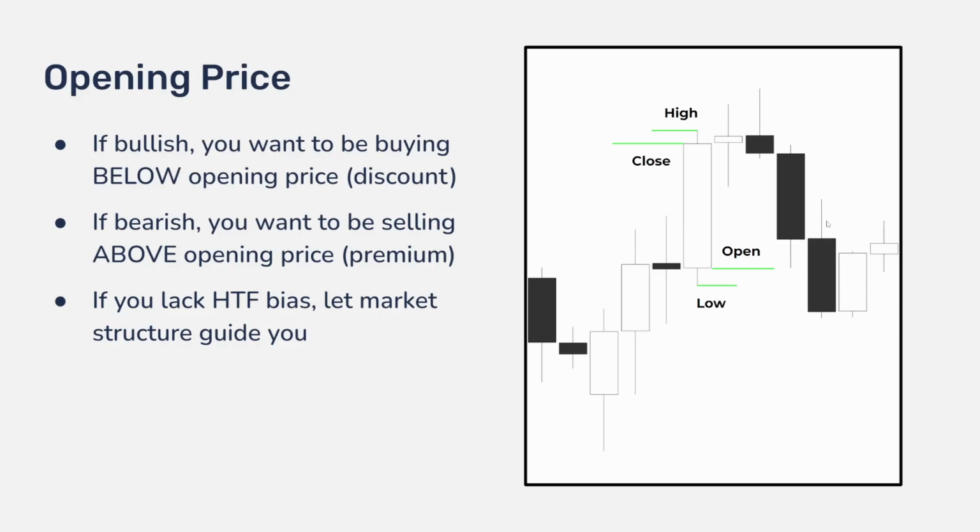So if you're looking at this as some higher time frame chart and you're looking for some lower time frame entry, then ideally, if you were bullish, you would want to be buying below this opening price. That would be the best possible entry for this scenario. And similarly, if you were bearish, you would want to be selling above the opening price because that would be your best possible trade. And if you simply lack a higher time frame bias, then you can simply pay attention to market structure and let that guide you.